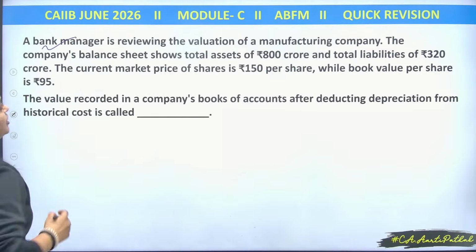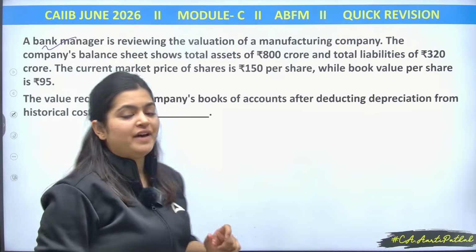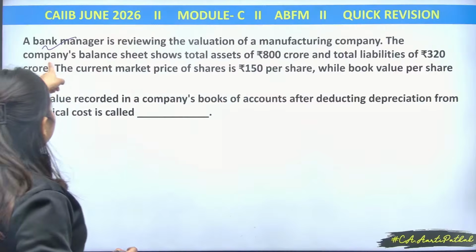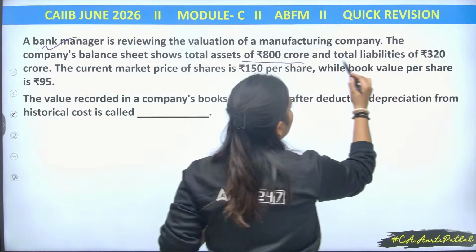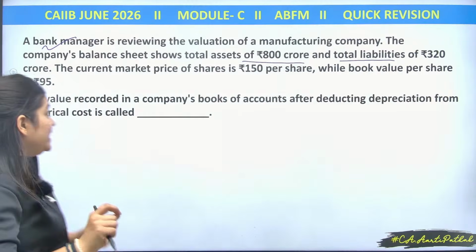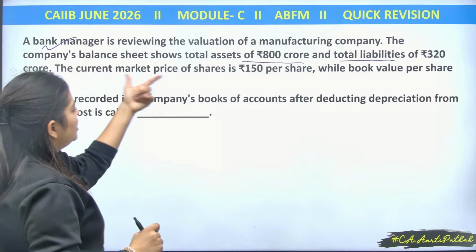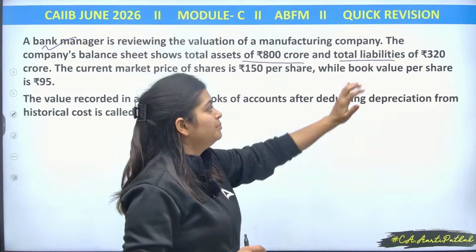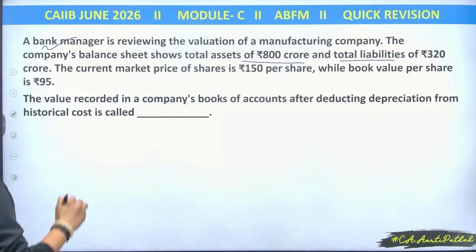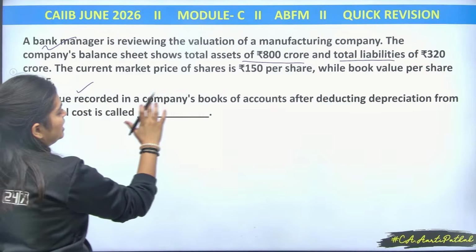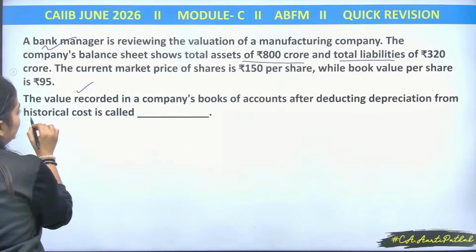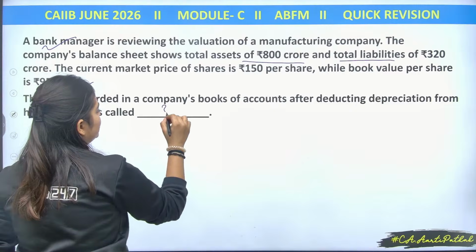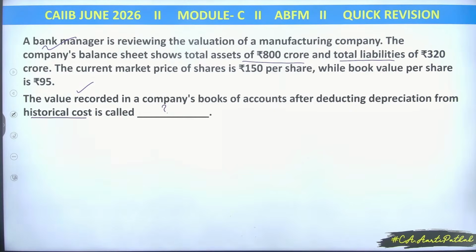A bank manager is reviewing the valuation of a manufacturing company, and the company's balance sheet shows total assets 800 crores, total liabilities 320 crores. Now the current market price of share is 150 per share. Book value per share is 95. Now the value recorded in a company's books of accounts after deducting depreciation from the historical cost is called what?